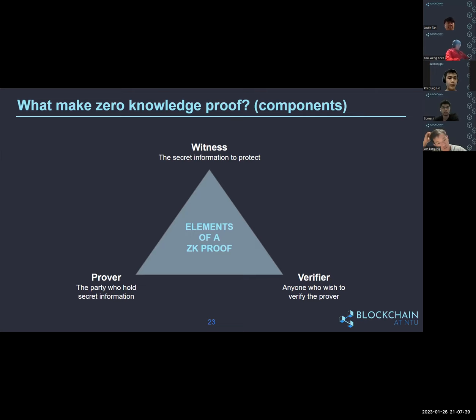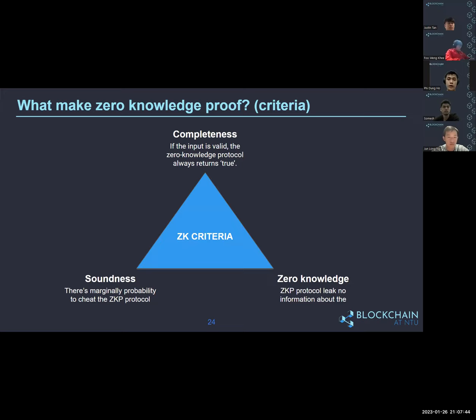Moving on, to make a ZKP, we need three criteria: completeness, soundness, and zero knowledge. Completeness means if the input is valid, the ZK protocol always returns true. Soundness means that in case someone finds a way to cheat the ZKP protocol, the probability of success is marginally small. And finally, the zero knowledge property means the protocol leaks no information to third parties.